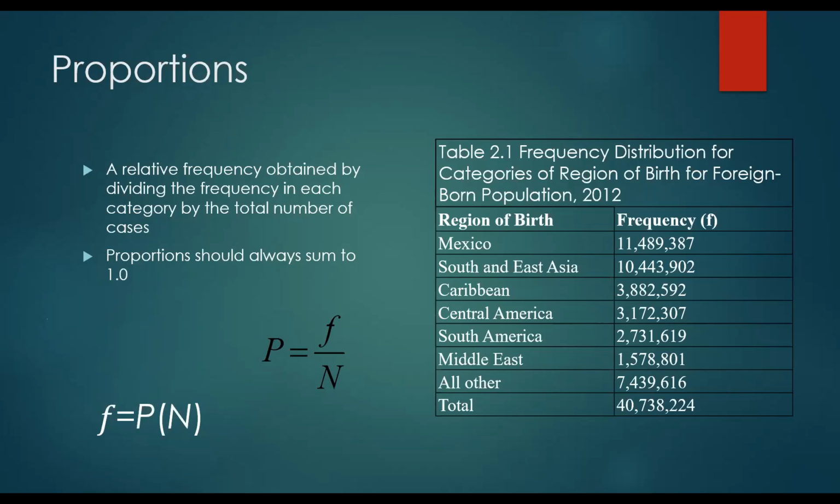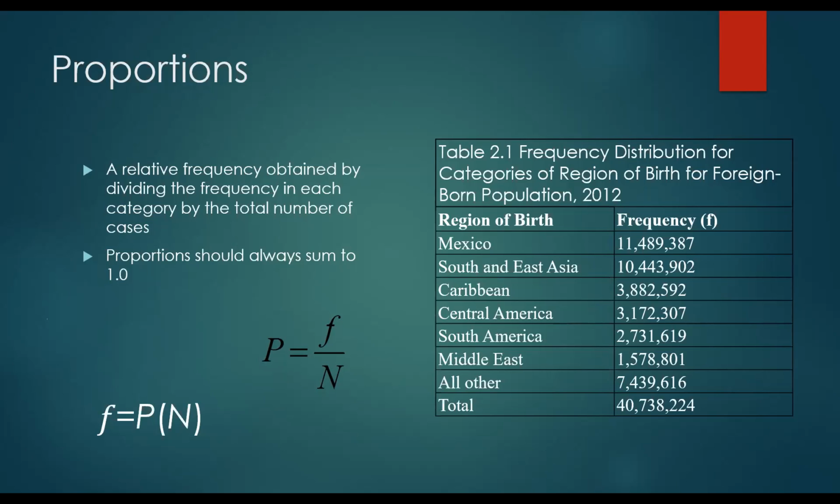So for Mexico, for instance, it'd be taking 11,489,387 divided by this total, which is 40,738,224. And so then I know the proportion of those who are born in Mexico.